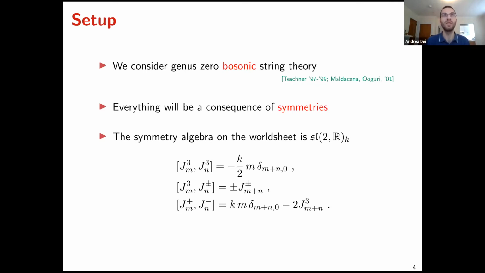So in analogy with flat space string theory, you can think that these are the analog of the a-dagger and a_m commutation relations that you have in flat space.